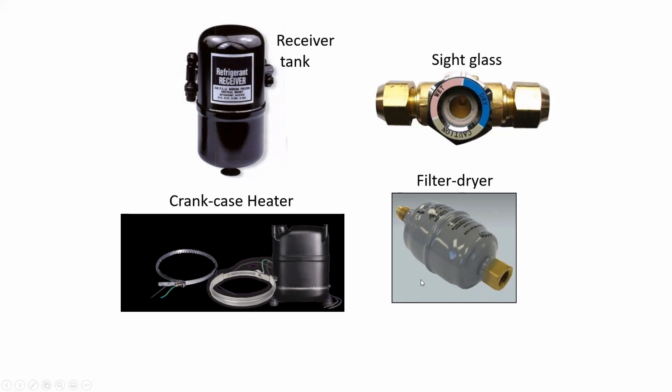A filter dryer is simply something that removes water moisture from the refrigerant and also filters out any particulate that may have accumulated through the operation of the compressor. And finally, sometimes there is a crankcase heater, which is essentially a small amount of heat trace or heat inducing wire that's wrapped around the compressor itself in cold environments to ensure that the oil in the bottom does not get too thick.